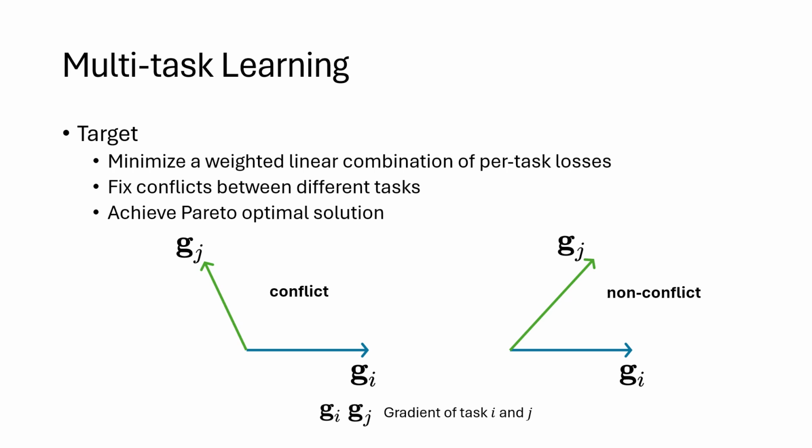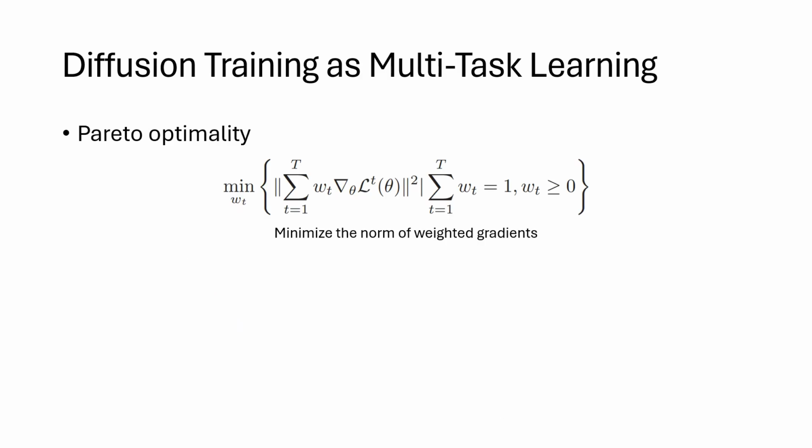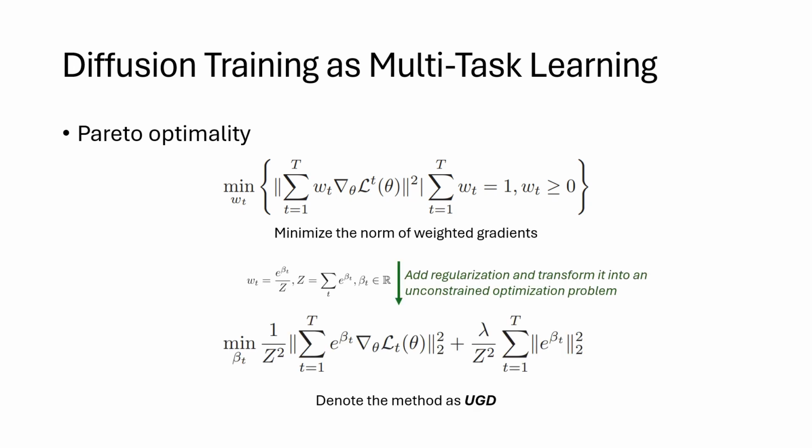Multitask learning tries to minimize a weighted linear combination of per-task losses. In other words, it means fixing conflicts between different tasks and achieving an optimal solution. We also formulate our diffusion training as multitask learning. Multitask learning aims to minimize the norm of weighted gradients from different time steps. The solution is the weight we want. To solve the constrained optimization problem, we add regularization and transform it into an unconstrained optimization problem. We denote the method as UGD.